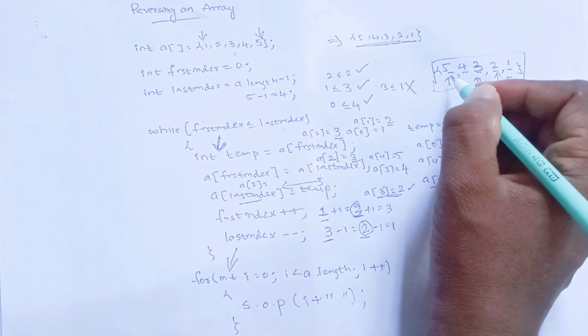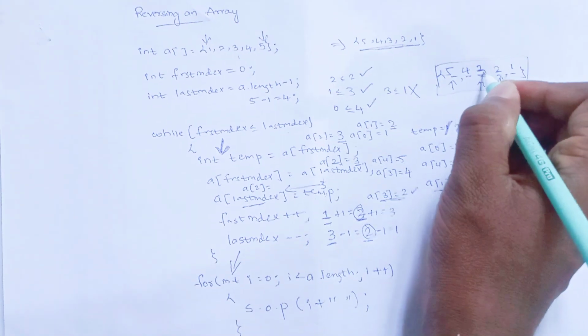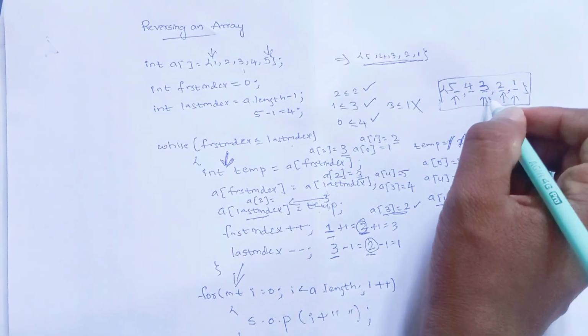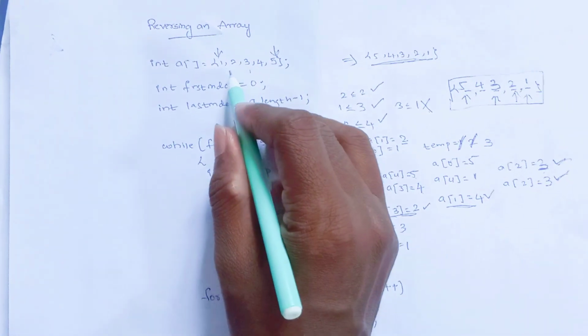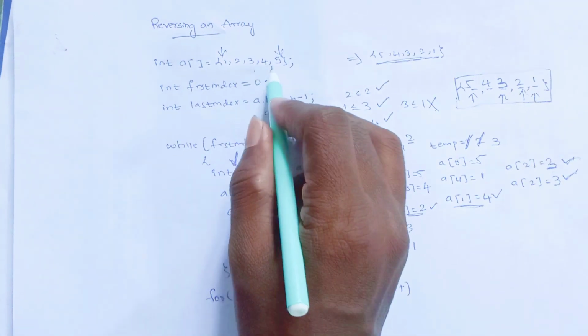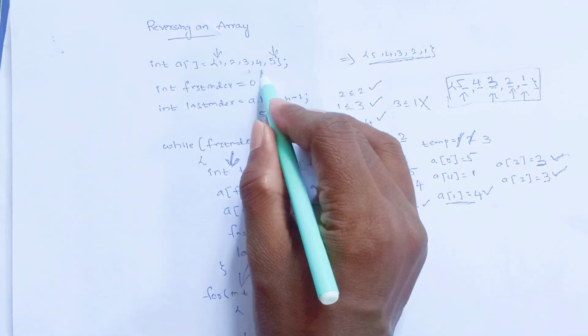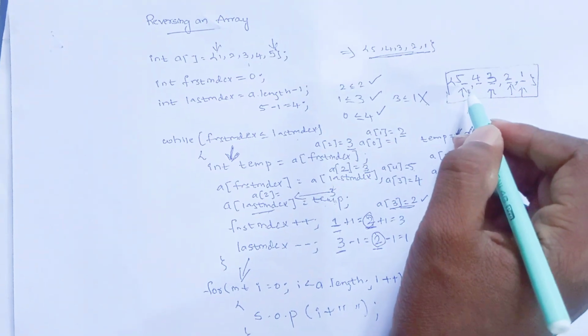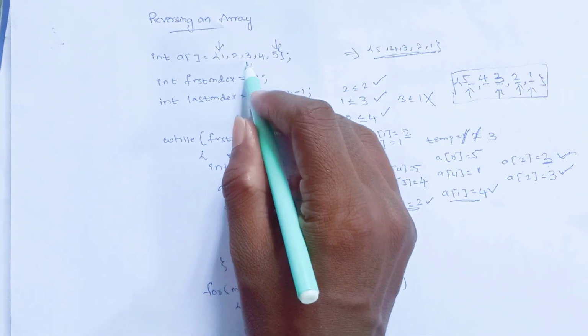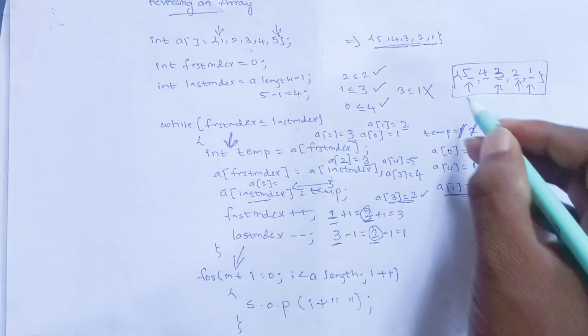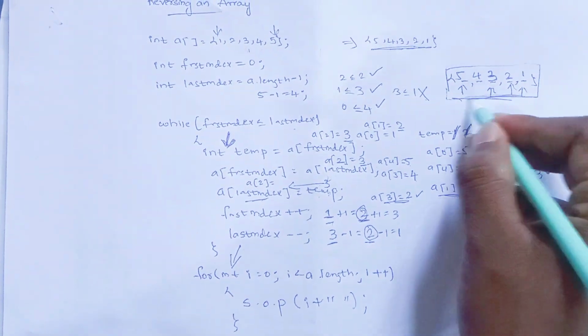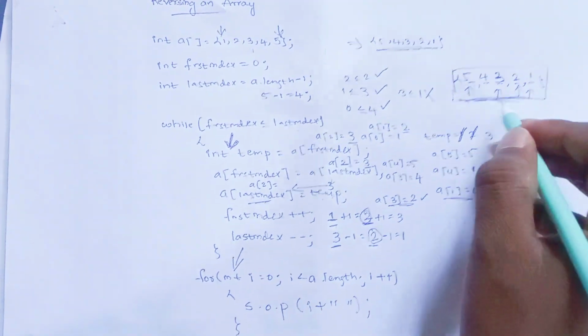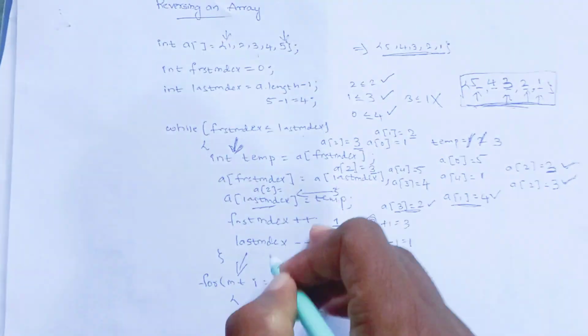So output is in the order 5 4 3 2 1, which is completely reverse of the original array 1 2 3 4 5. So this is the original array, and this is the array we got after reversing this particular original array. So this is the output that we got after executing all these statements.